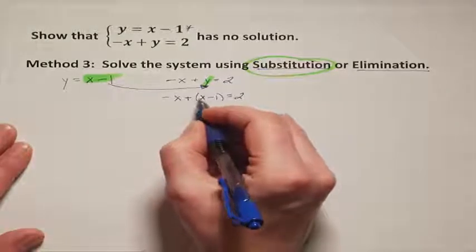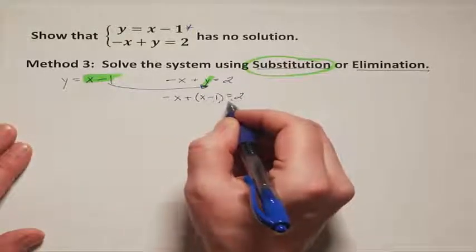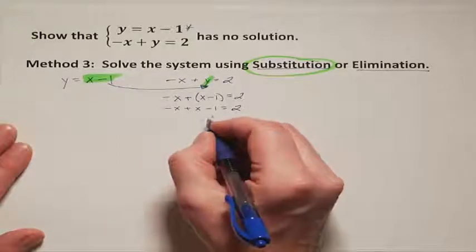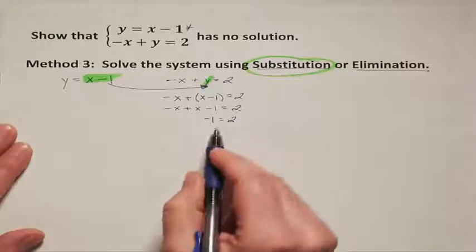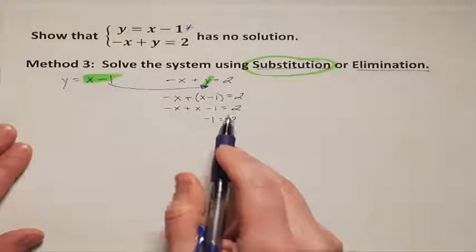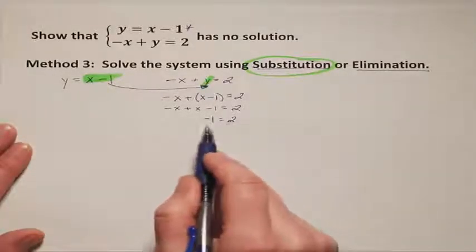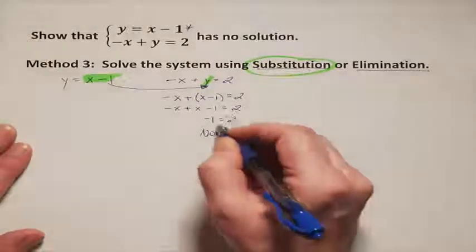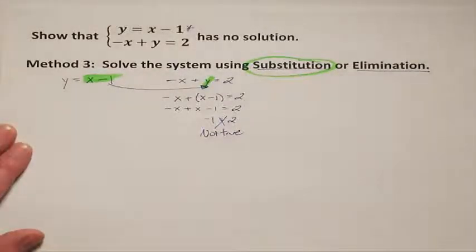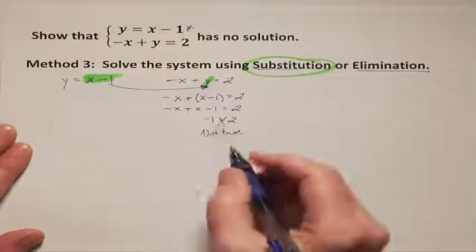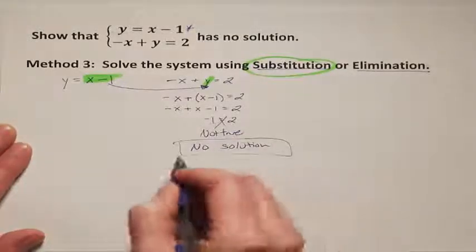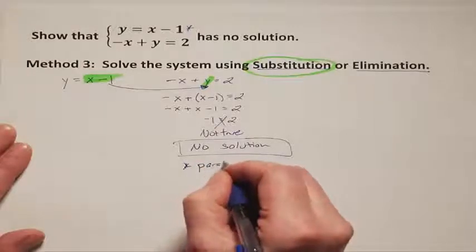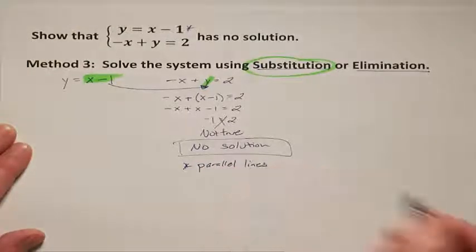I'm going to get rid of this parentheses by distributing this positive. A negative x plus x cancels out to 0, so I'm left with just negative 1 equals 2. Back in chapter 2, we learned what happened when your variables disappeared. We're supposed to check to see if the statement's true or not. This statement is not true. Negative 1 is not equal to 2. You learned back in chapter 2, if this is not true, then there is no solution. We now know if there's no solution, these lines are going to be parallel lines.